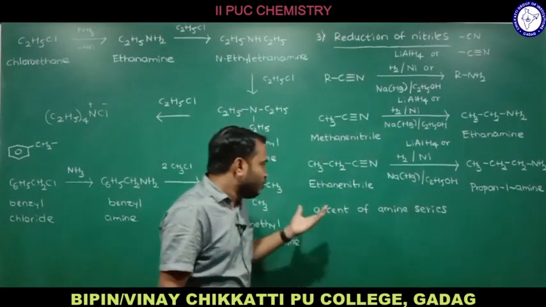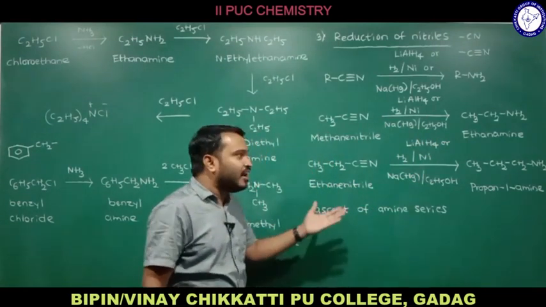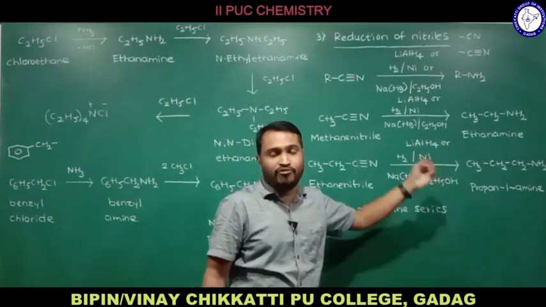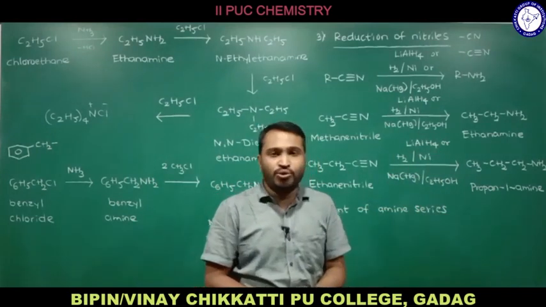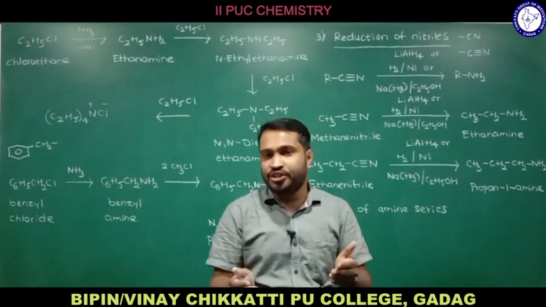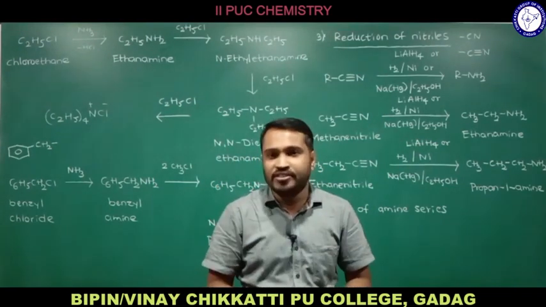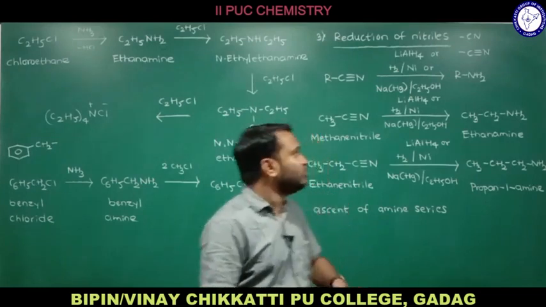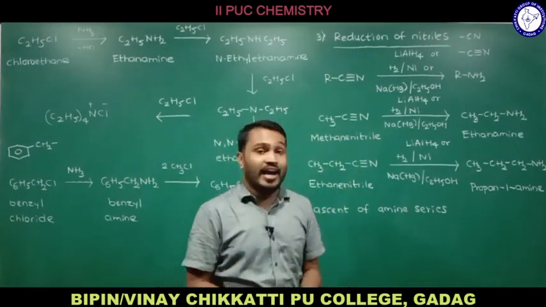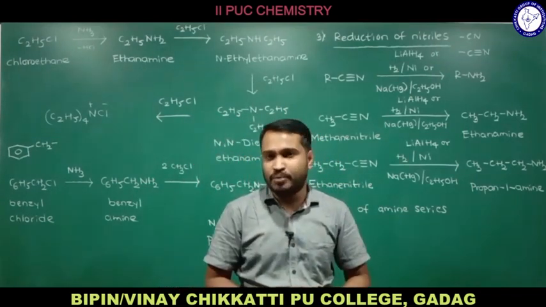If you consider propanenitrile, we are supposed to get the four-carbon amine. So if you want to prepare the amine series in an ascending fashion, the ascent of the amine series, the preferred method of preparation is reduction of nitriles. From that we are going to get the respective amines.